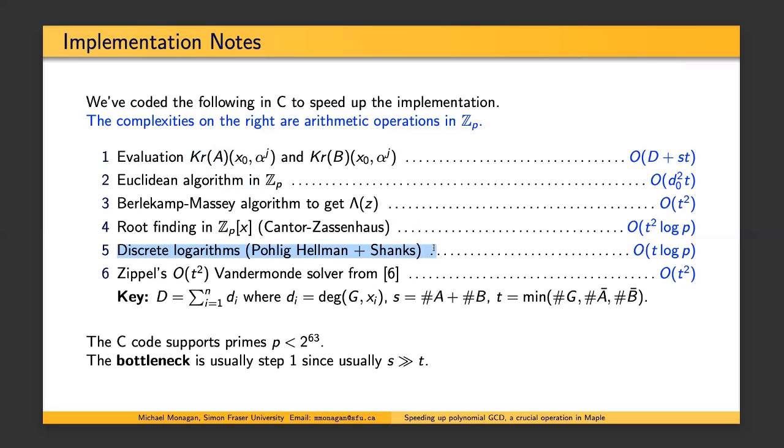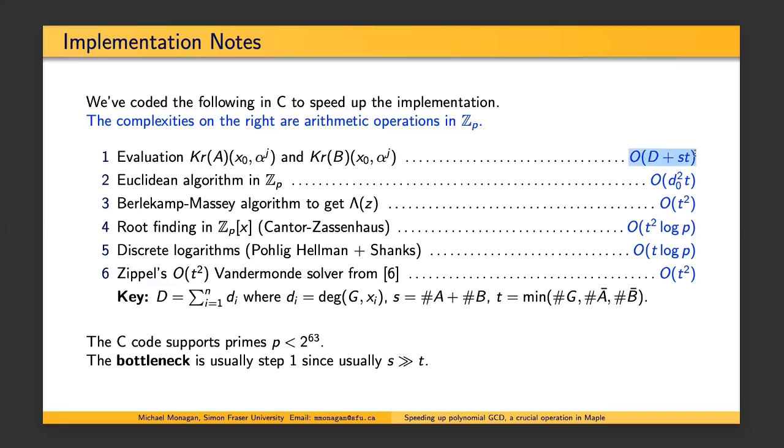This is not the bottleneck of the algorithm. Maple has a discrete log implementation, which would be fine, but I coded it in C. And I also coded the Vandermonde solver. I'm using Zippel's order t-squared Vandermonde solver. And of these complexities here on the right, D is the sum of the degrees of the GCD.